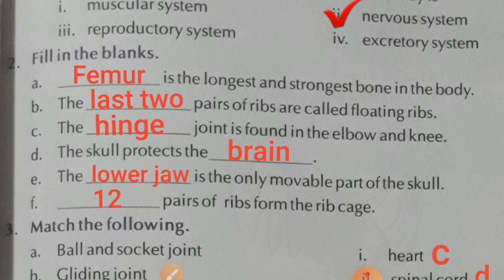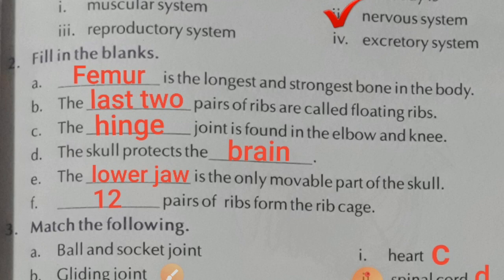Dash is the longest and strongest bone in the body, that is femur. The dash pair of ribs are called floating ribs, the last two pairs. The dash joint is found in the elbow and knee, hinge joint. The skull protects the brain. The lower jaw is the only movable part of the skull. 12 pairs of ribs form the rib cage. So this is the answer of your fill in the blanks.